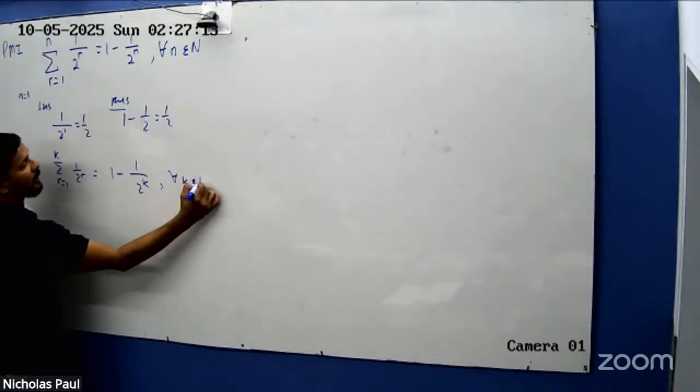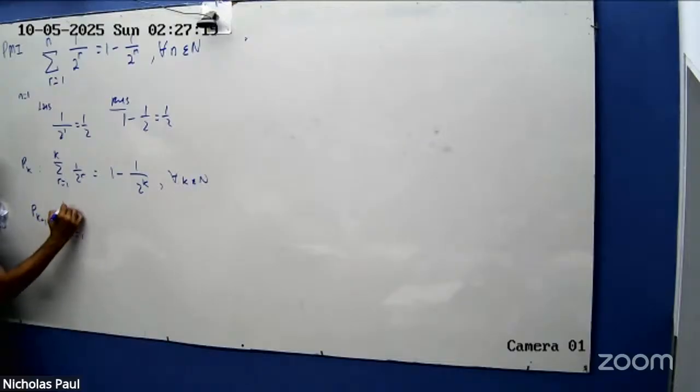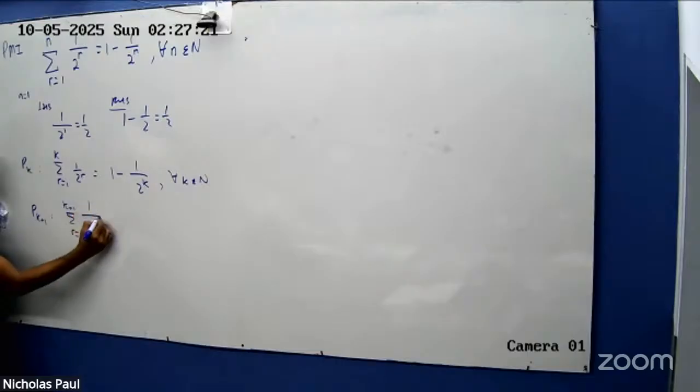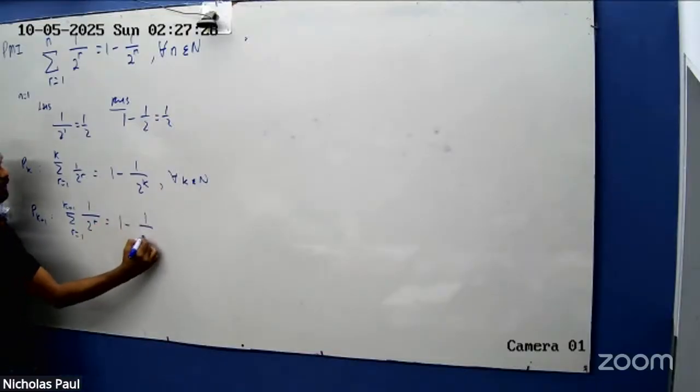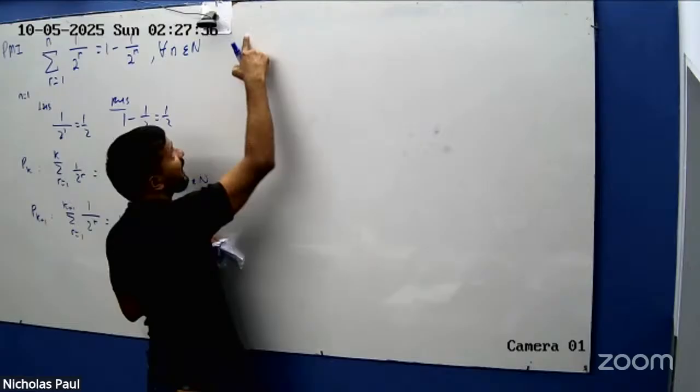K is an element of N, right? P(k+1): the summation of r going from 1 to k+1 of 1 over 2 to the r is equal to 1 minus 1 over 2 to the k+1. So we are trying to prove this here. We are trying to prove that. So we're going to take the left hand side now.